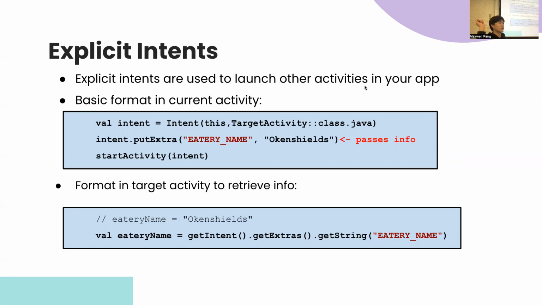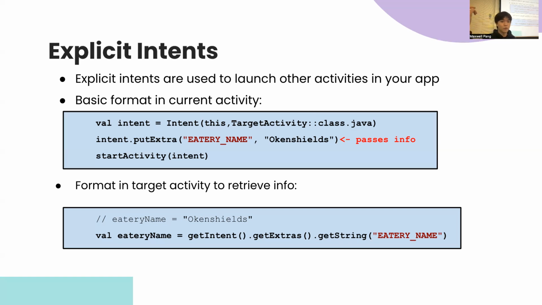Android development is done in Java. And so although Kotlin is easier for us, the intent still wants it as a Java class, which is why we do this. And then we say intent.putExtra eatery name OpenShields. So we're passing information along the intent to the other activity so that the other activity can populate their screen.